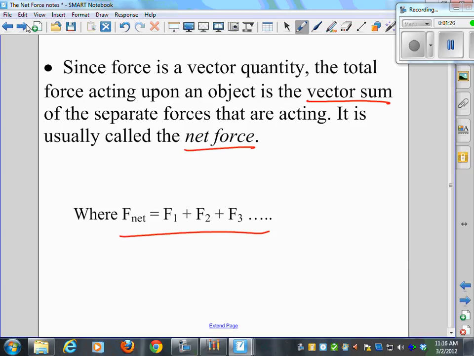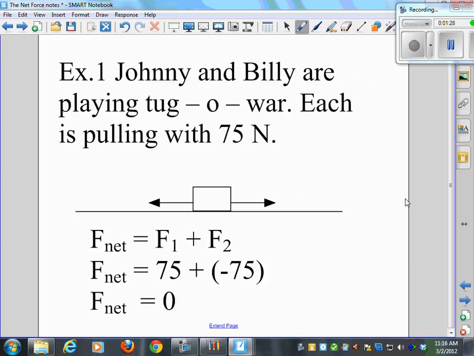Nothing particularly new there. Okay, so here's Johnny and Billy playing tug of war. Each one's pulling with 75 newtons. What's the net force? 0. Clearly it's 0. Is the object moving? No, not unless it was already. But if it was initially at rest, then that crate they're playing tug of war over is not moving. The net force is 0, therefore acceleration is 0. When the net force is 0, the acceleration must be 0.